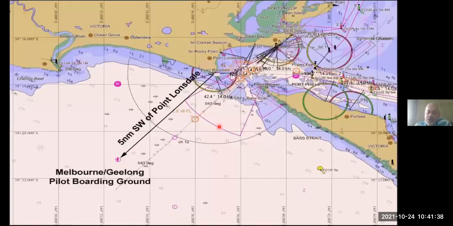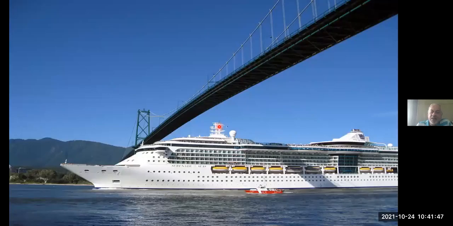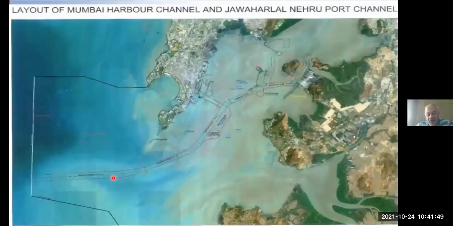Now, when ships come inside, the port has a chart like this. When a ship comes inside, whatever currents, wind, and tide effects are there, every captain coming on the ship cannot be 100% expert about these inner things.